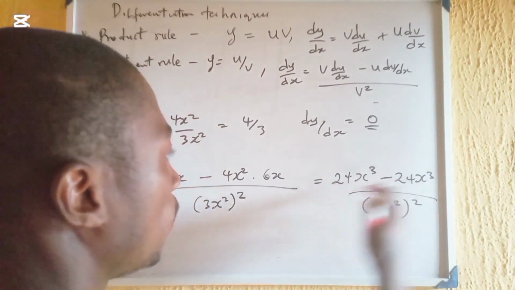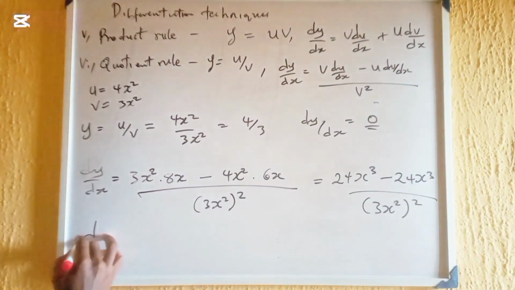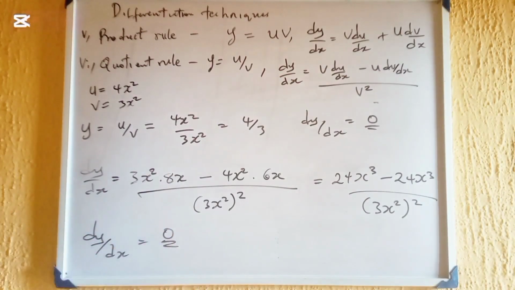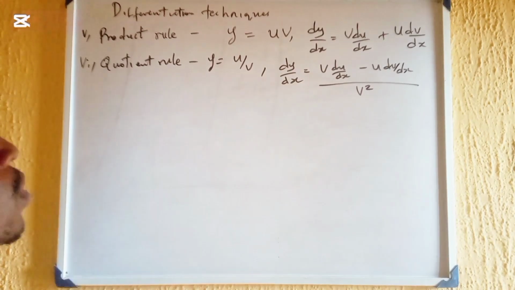24x cubed minus 24x cubed will give you 0. So dy/dx is equal to what? 0. So you can see that both methods gave us the same answer. So we can use the quotient rule to get the derivative of tan x.